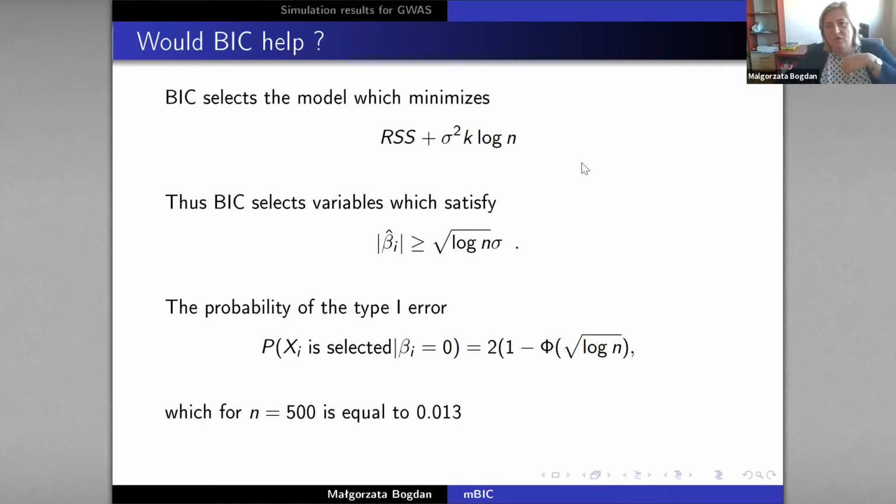Okay, maybe this is going to be the last slide. So there is another criterion, Bayesian information criterion, also very popular and also having nice theoretical justification. Here the penalty is sigma square k log n. I didn't explain to you where it comes from, but it comes from Bayesian statistics. And again, it is a different threshold here.